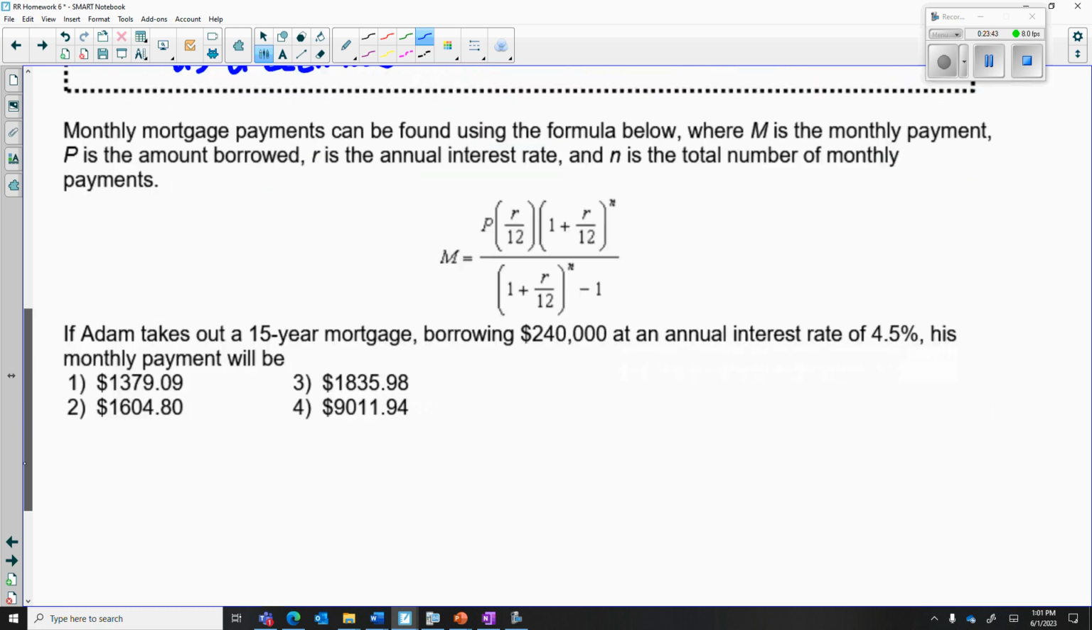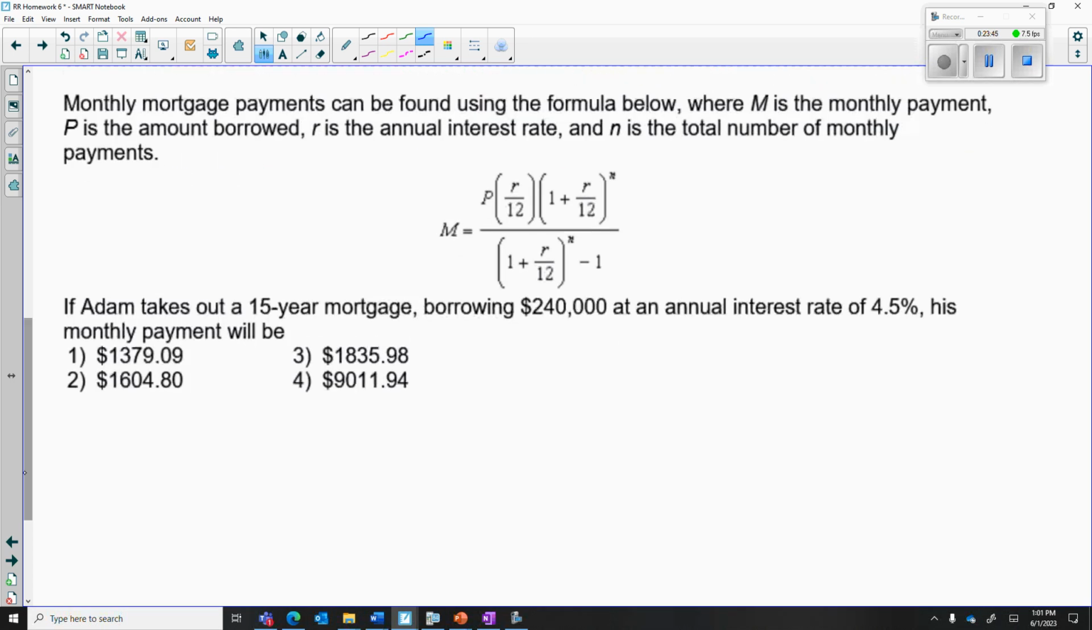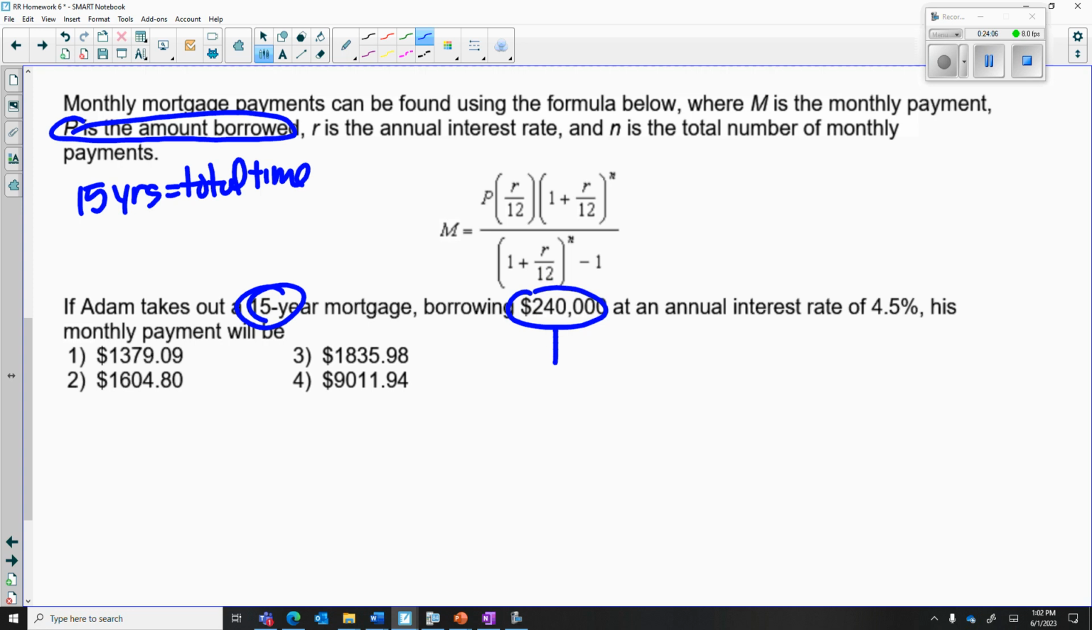All right, let's look at this question. Monthly mortgage payments can be found using this crazy formula below. Adam takes out a 15-year mortgage, so let's write that down. 15 years is the total time. Borrowing $240,000, so that's the amount borrowed. So that's actually going to be the principal amount here because it says P is the amount borrowed. So that's P. An annual interest rate of 4.5%, so that's going to be R, but we have to make it 0.045. What is going to be his monthly payment?